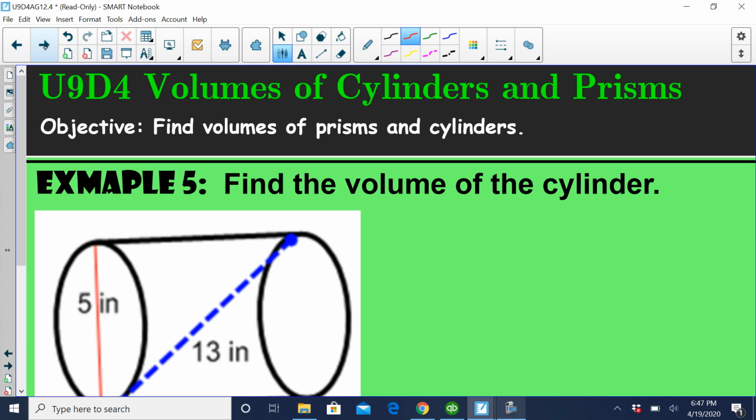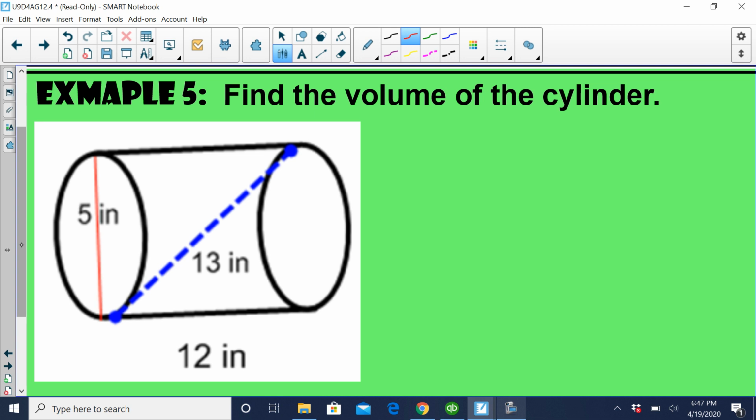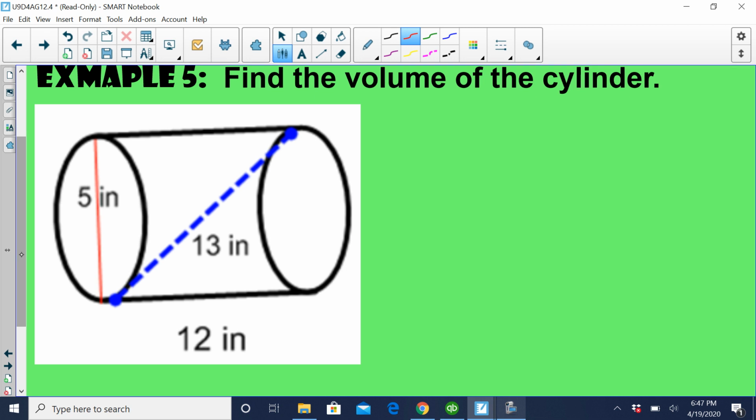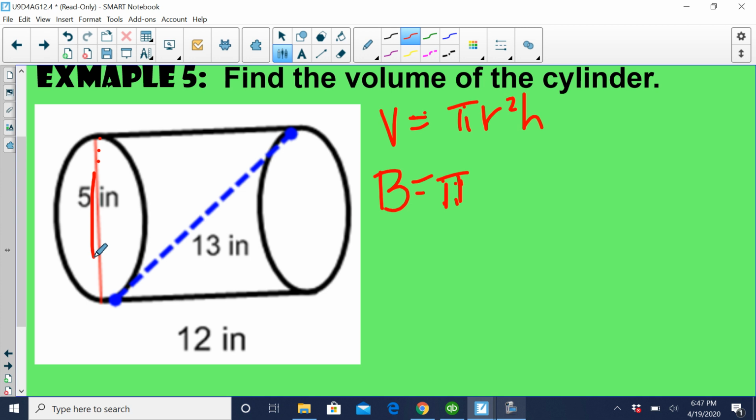Okay, let's see here. The next one, find the volume of the cylinder. Now, this example here is very similar to the last one. Volume of the cylinder, we can use that pi r squared h. So area of the base is just going to be the pi r squared. So what am I going to use for the radius? Looks like they're giving me the diameter here is 5, so my radius is going to be 2.5.